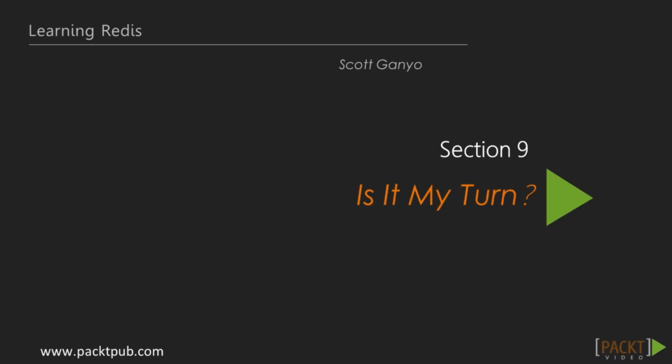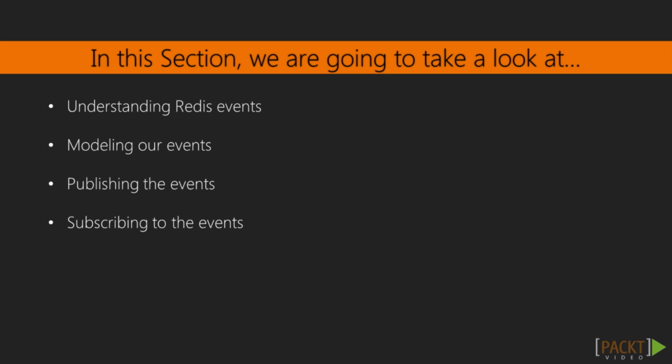Welcome back to Learning Redis, Section 9, Is It My Turn? You know, we're almost to the end. We've finished all of the game mechanics, calculated the end of the game and the players' scores, and even created a leaderboard. But we haven't yet included a way to inform a player that it's his or her turn, or that the game has ended. So let's look into how Redis events can solve our problem. In this section, we'll ensure that we understand how Redis events work, we'll model our events, publish the events, and subscribe to the events in a complete end-to-end lifecycle.